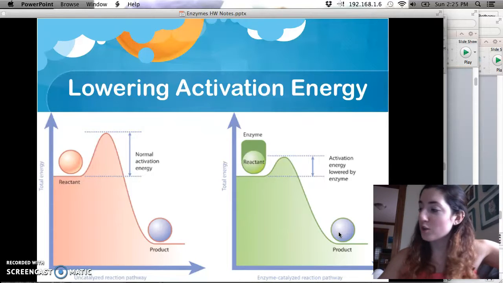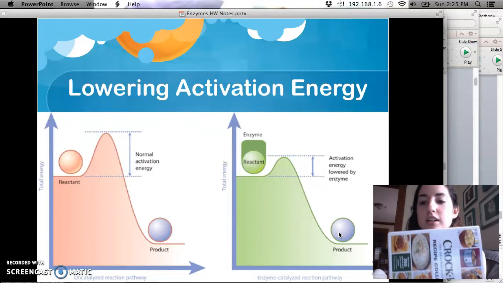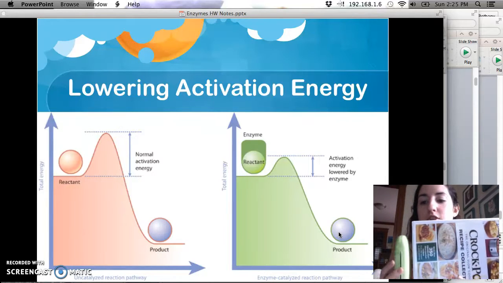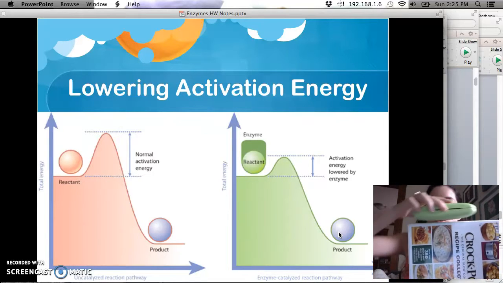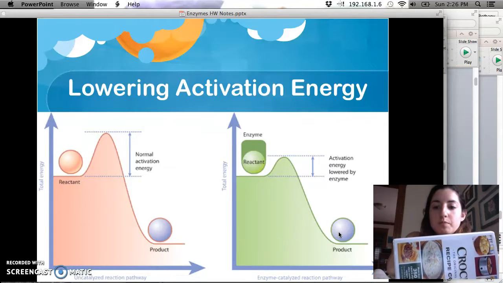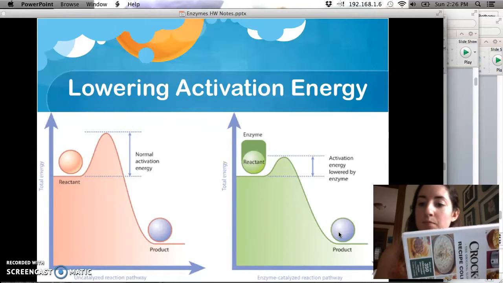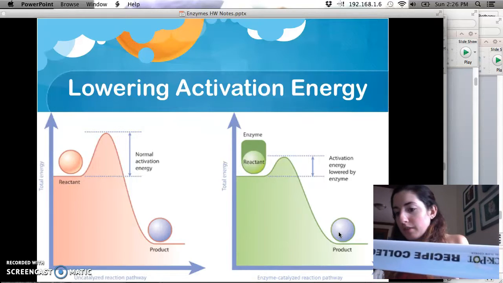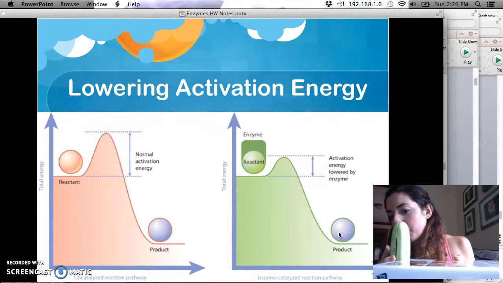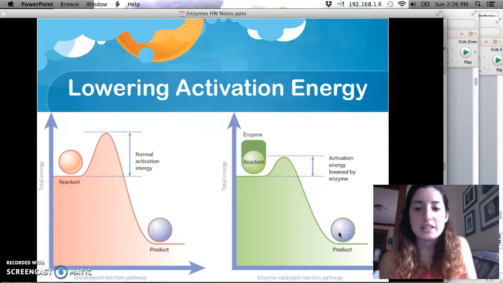I can show you with this book if you want. So say you're trying to climb to the top of the book to get to the other side, right? So we're going up, up, up, up, up, and over, and down. That's how it would happen normally. But with an enzyme, now you only have to go this far. So you go up the book, over, and down. Not as far to climb, easier to get to the other side.